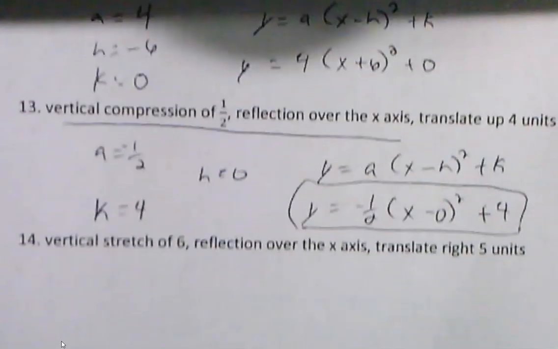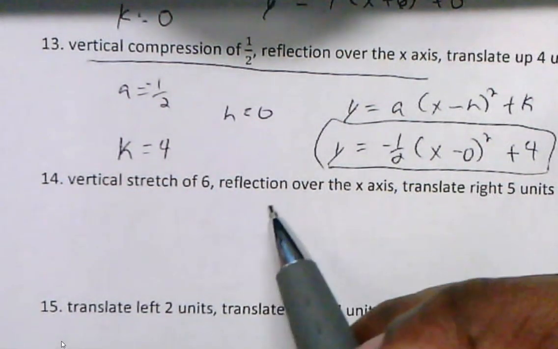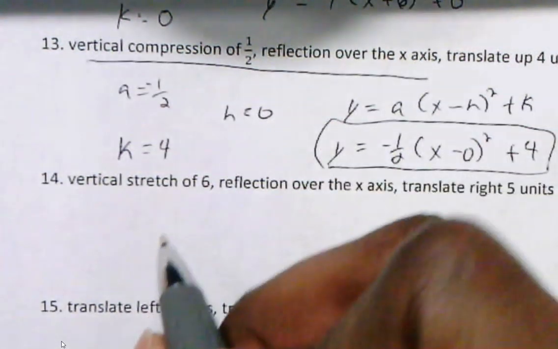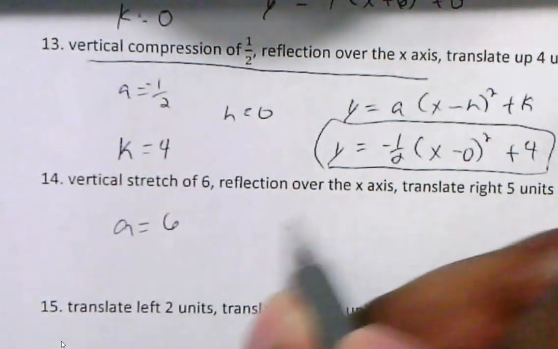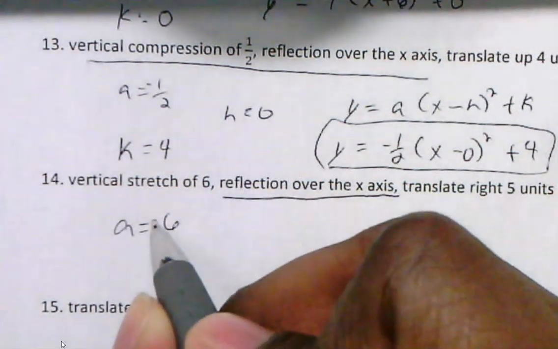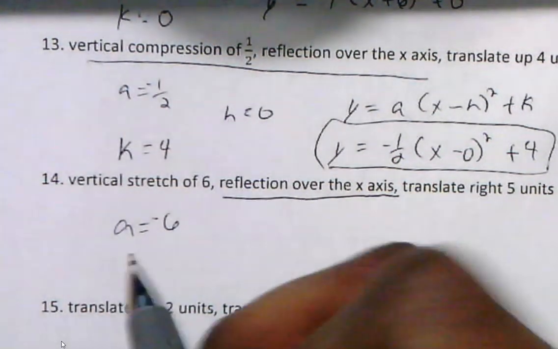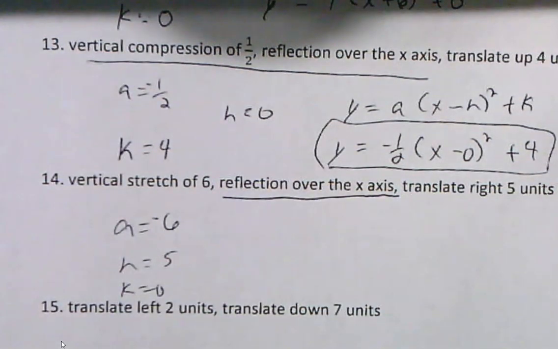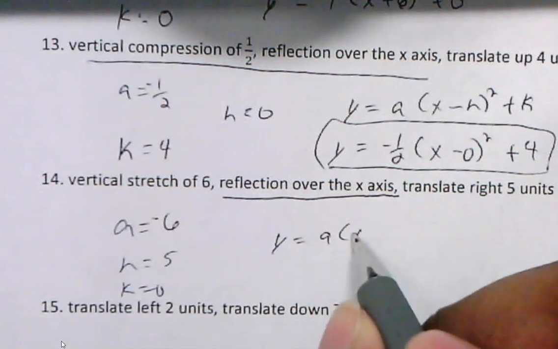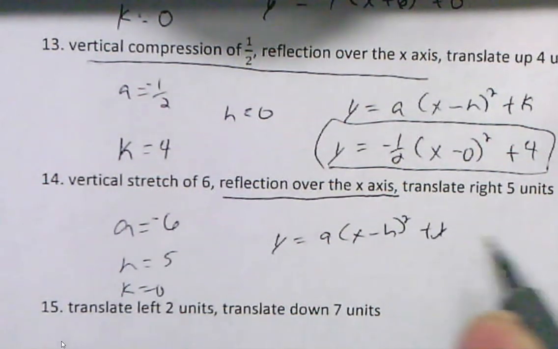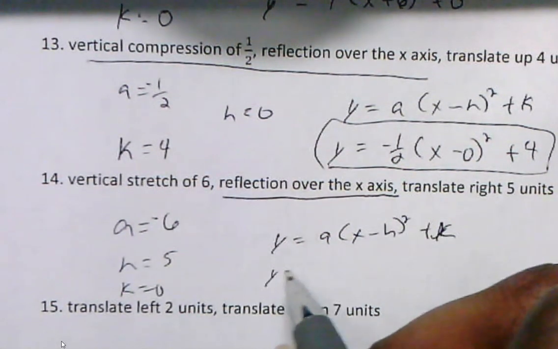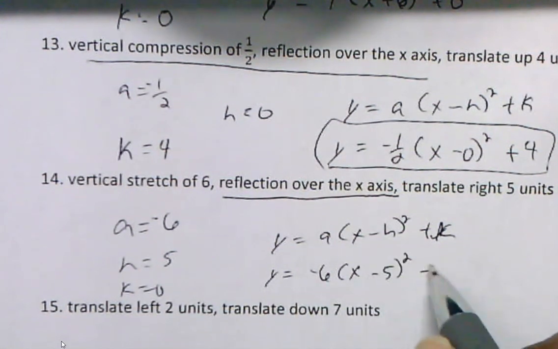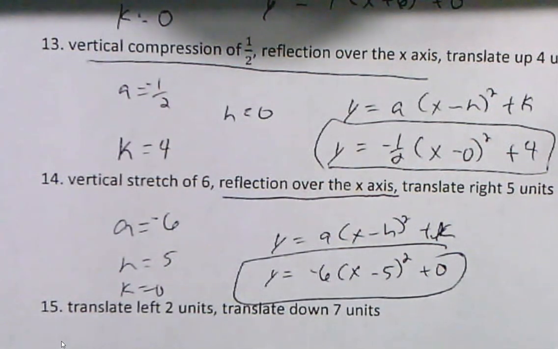Here's one last one, and this is this problem. This is a vertical stretch of 6, reflection over the x-axis, and a translation right 5. So I know the vertical stretch means A is 6. The reflection over the x-axis means A is negative. Translate to the right means H is 5. And K must be 0 because there's no up or down movement. So the equation should be y equals negative 6(x subtract 5) squared plus 0. All right, anyway, that's all I have. Good luck.